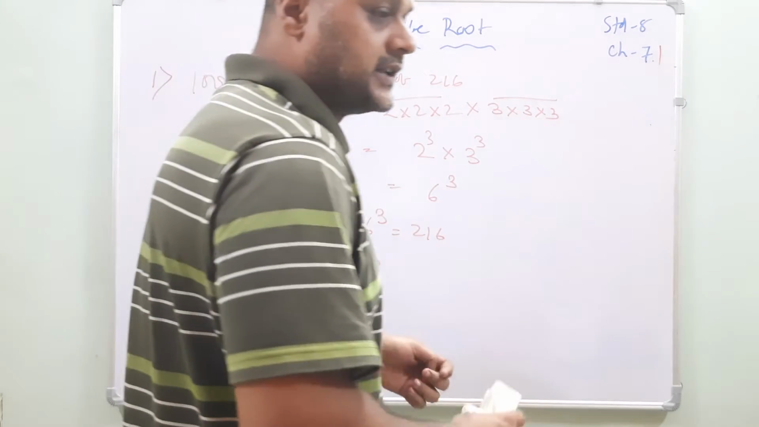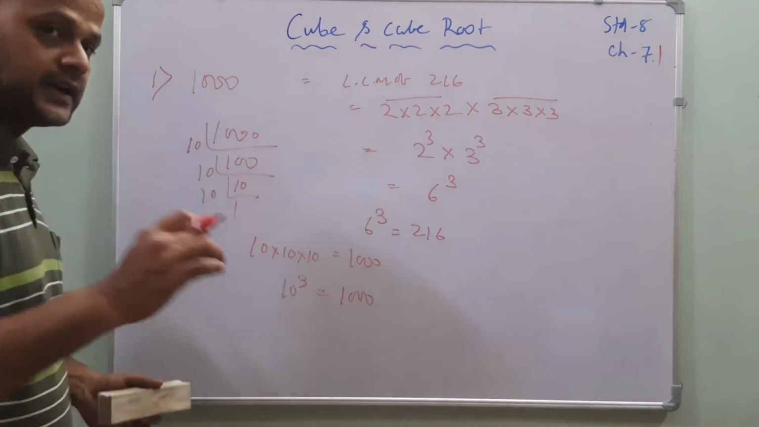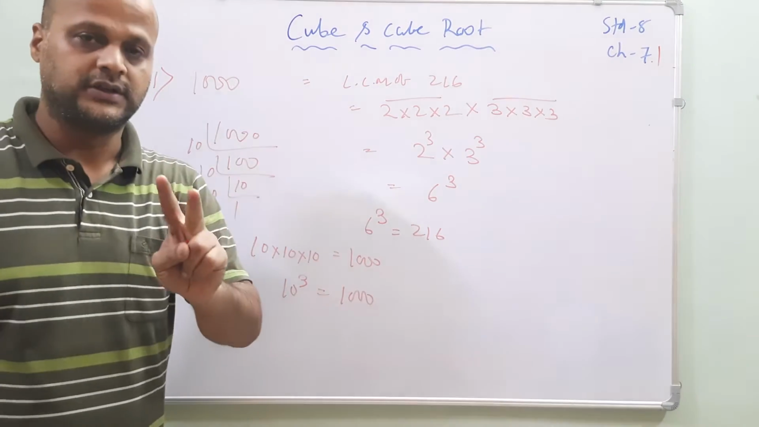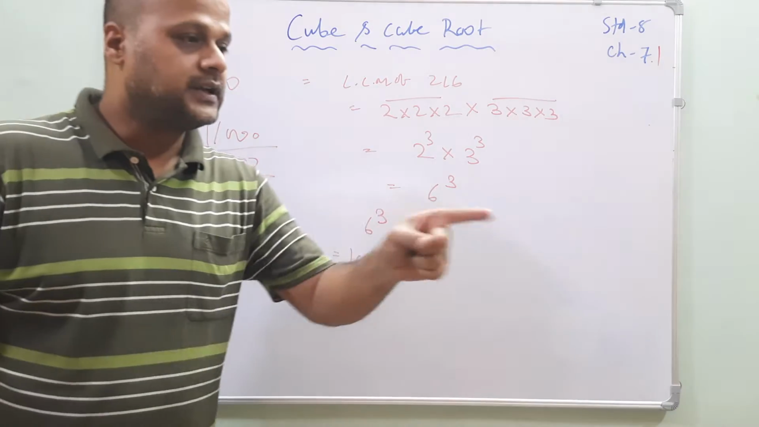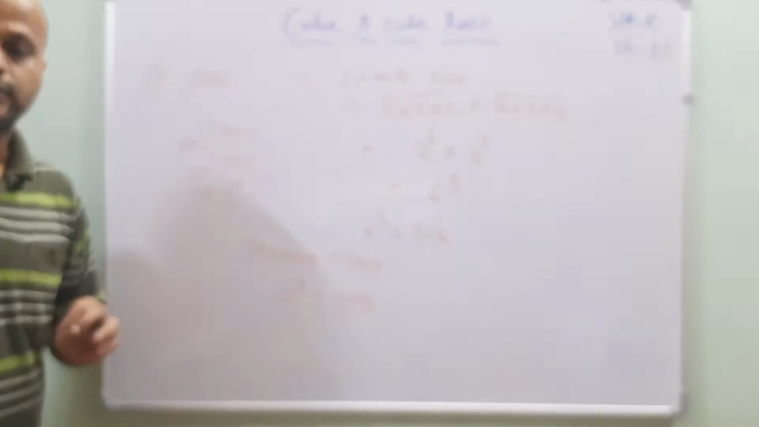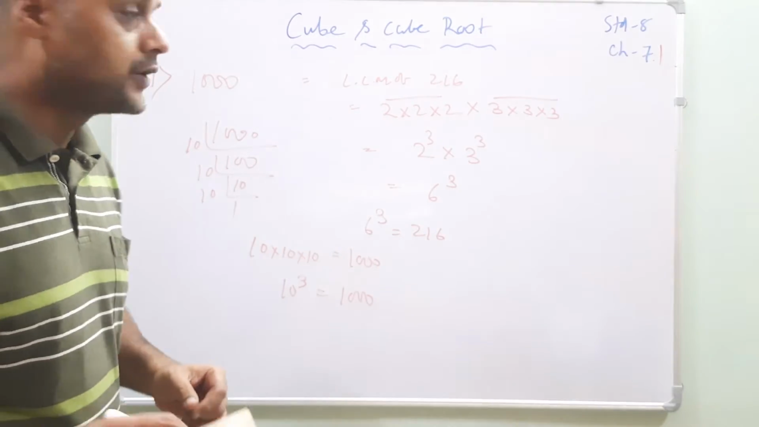Here it is given 128. Is 128 a perfect cube? Let's see. We discussed two numbers, 1000 and 216. Both of them are perfect cubes. Now, which number is not a perfect cube? Just check it.